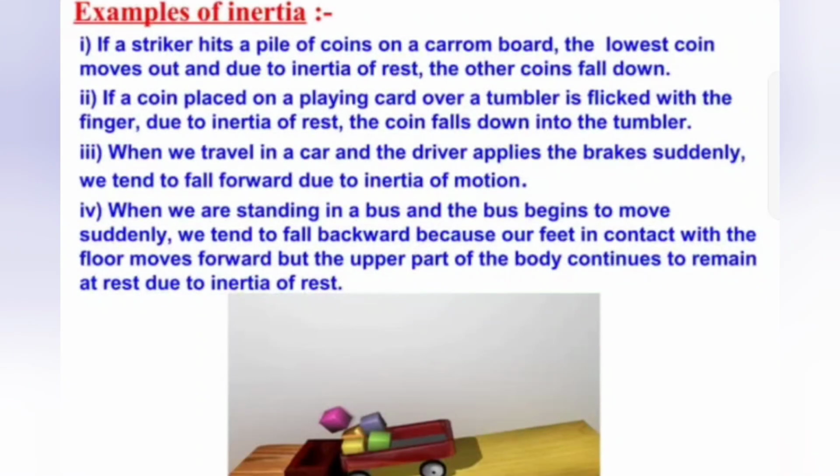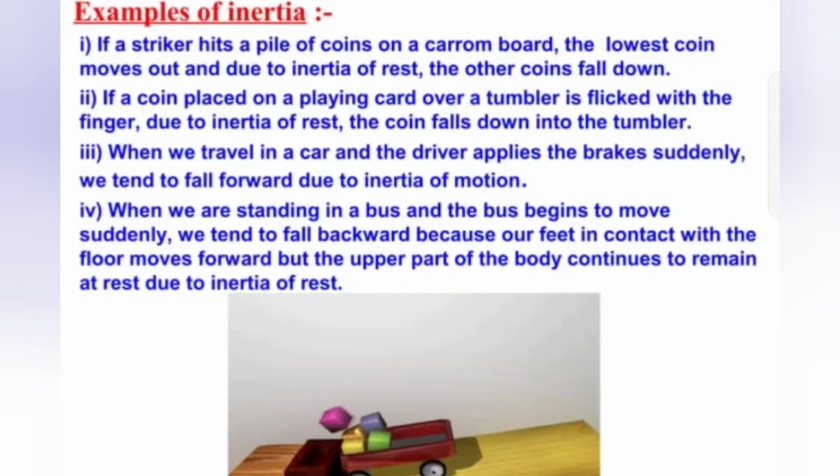Shall we give examples of inertia? If a striker hits a pile of coins on a carom board, the lowest coin moves out due to inertia of rest and the other coins fall down. If a coin placed on a hard cover over a tumbler is flicked with the finger, due to inertia of rest, the coin falls down into the tumbler. When we travel in a car and the driver applies brakes suddenly, we tend to fall forward due to inertia of motion. So there are two kinds of inertia, inertia of rest and inertia of motion, as you can see.